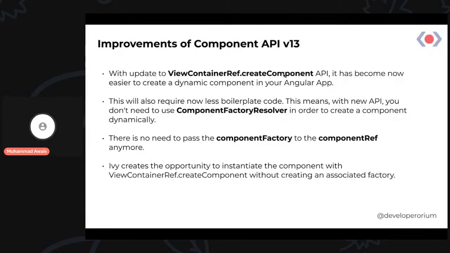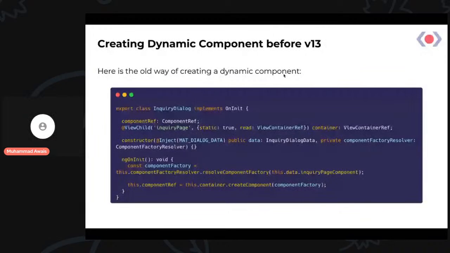So let's talk about the tech stuff, like how we had to create those in earlier versions. In earlier slides, the main thing of this technical talk is that I have to show the source code, so you should have a great picture of how we are using that. So here's an old way. This is the old way of creating dynamic components before Angular v13.